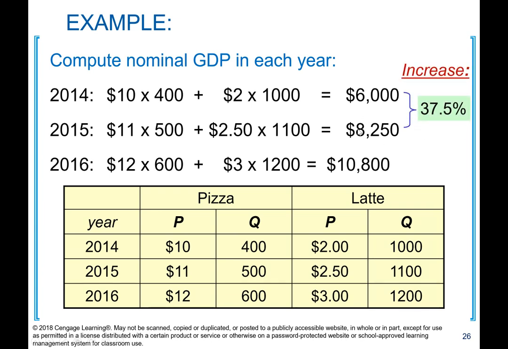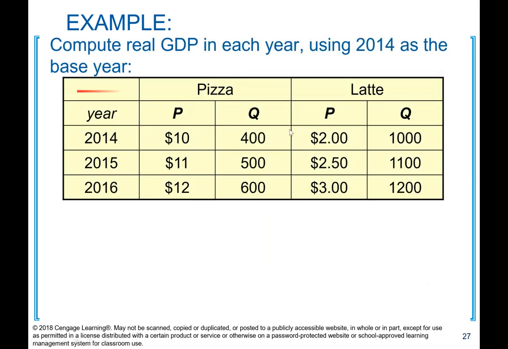Percentage change between 14 and 15 was 8,250 minus 6,000, divided by 6,000, multiplied by 100, and that is how you get 37.5%. And between 2015 and 2016, the percentage change is 10,800 minus 8,250, divided by 8,250 times 100, and you get 30.9%. That's the percentage increase from year to year.